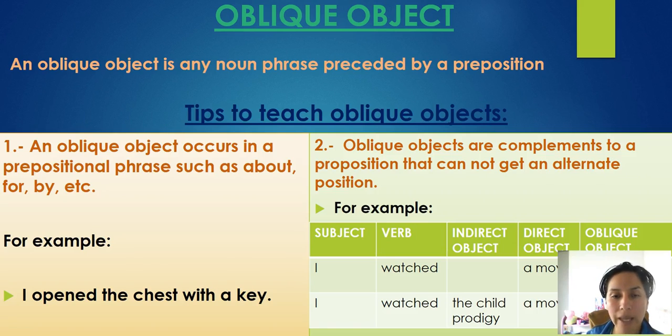For example, I opened the chest with a key. The chest is the direct object, and the preposition with indicates the oblique object.